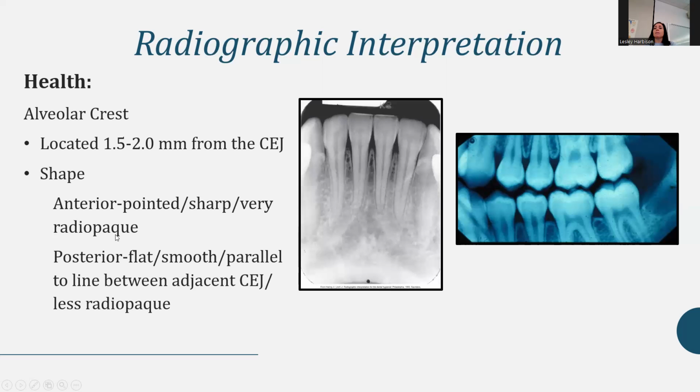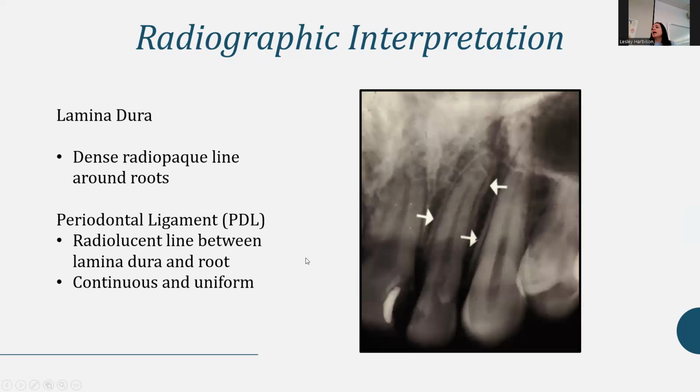But so the shape, we already said this, it's more pointy in the front, a little bit more flat in the posterior. The lamina dura, you should see that as a denser area going all the way around the whole root, and then up inside the crest. So we have the crest here, and you should see the lamina dura going around each alveolar crest as well. One of the telltale signs in the beginning of bone loss is loss of that lamina dura in the very top of the crest.